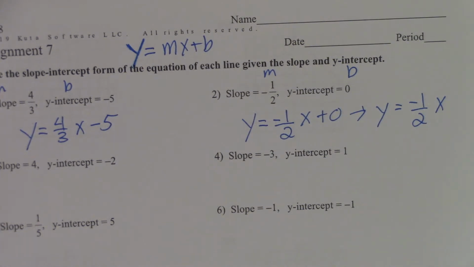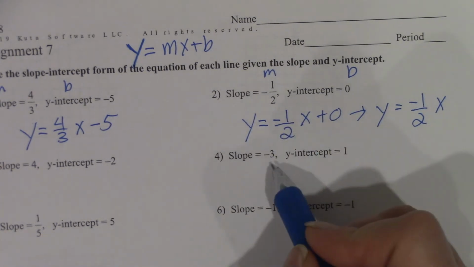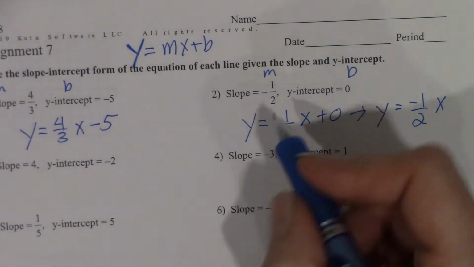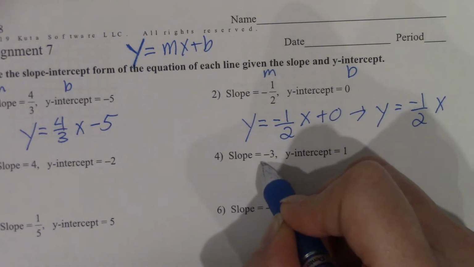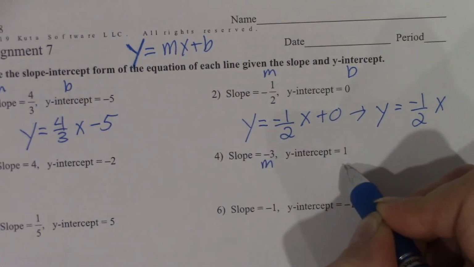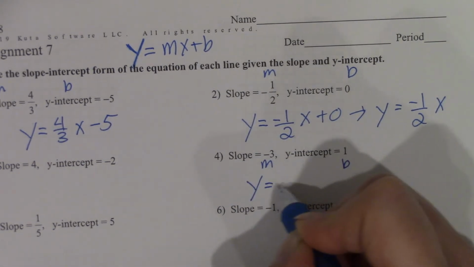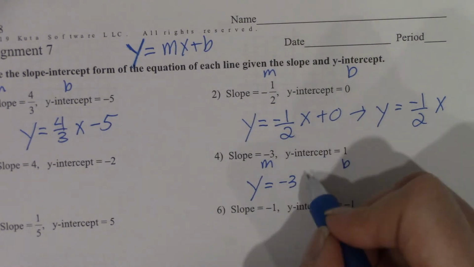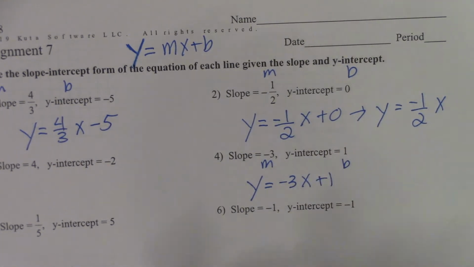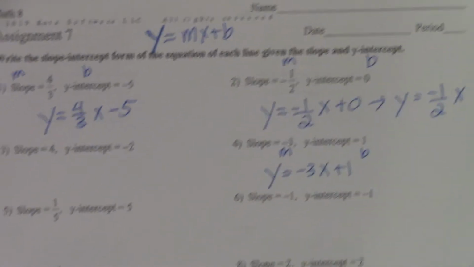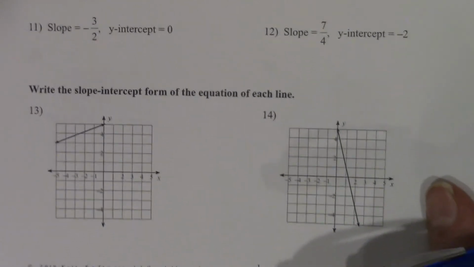All right, I'm going to do one more of these for you. Here we go, number 4. My slope is -3, that's my m. My y-intercept, or beginning point, is 1. I'm going to write my equation, y equals -3x plus 1. All right, that should be really easy. You should finish 1 through 12 really quickly. Okay, let's move on down to these questions.